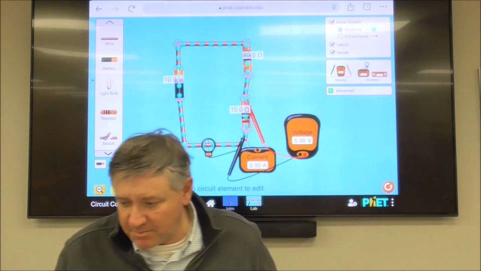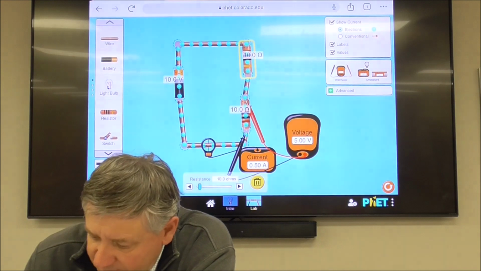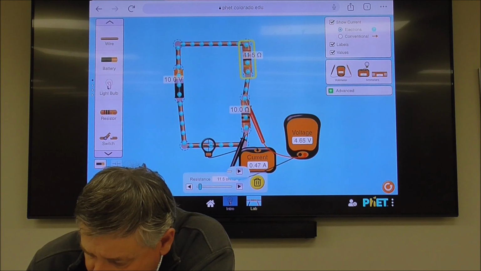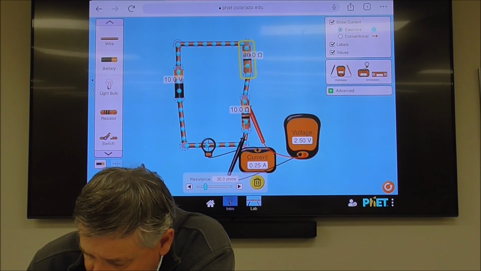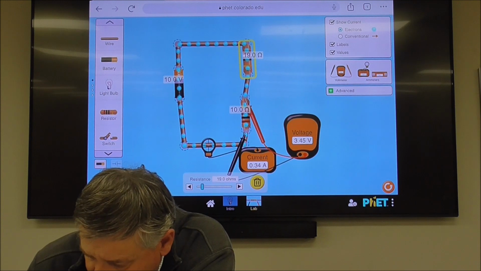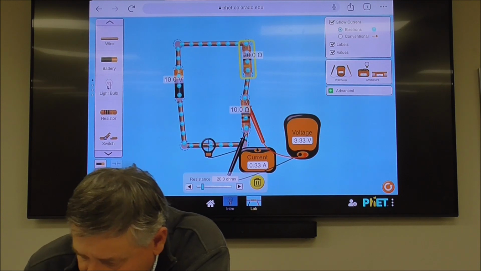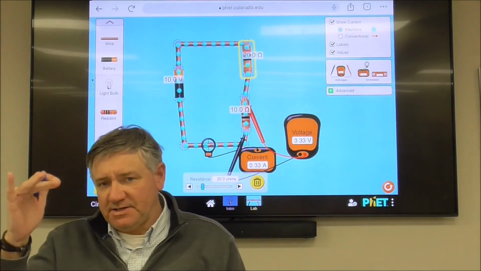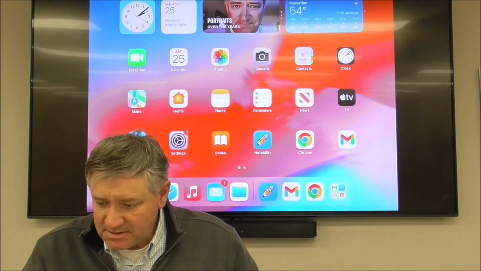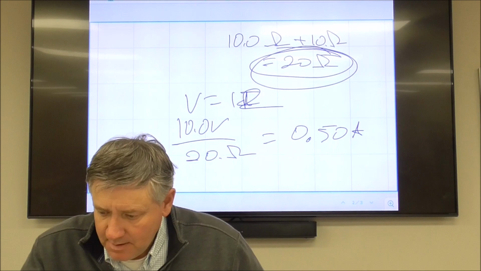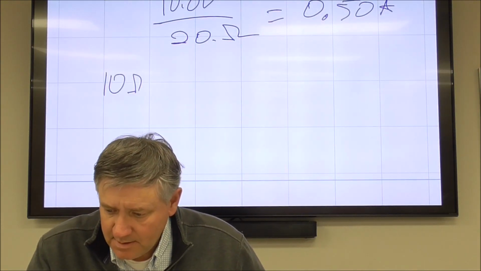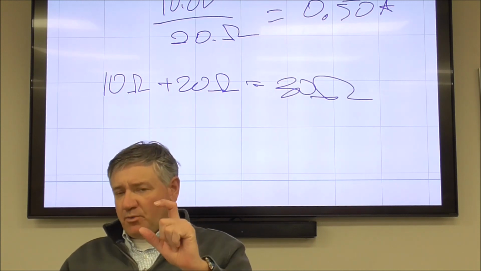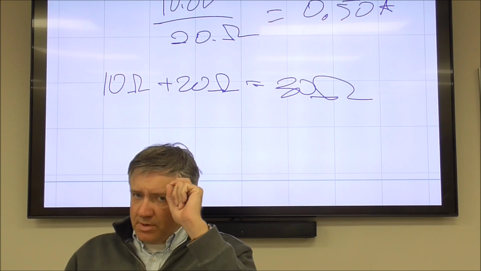Now, let's change this up a little bit. So now, instead of a 10 ohm, I'm going to hop that up to, let's say, a 20 ohm. Now, look at this. I got a 10 ohm and a 20 ohm. These are in series. So now when I do the math, I'm going to take a 10 ohm and add that to a 20 ohm, and I'm going to get a 30 ohm. So now that's equivalent of having one 30 ohm resistor.